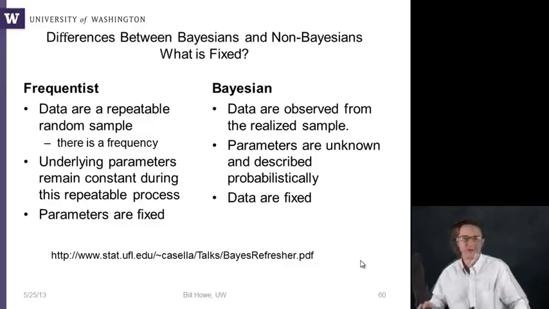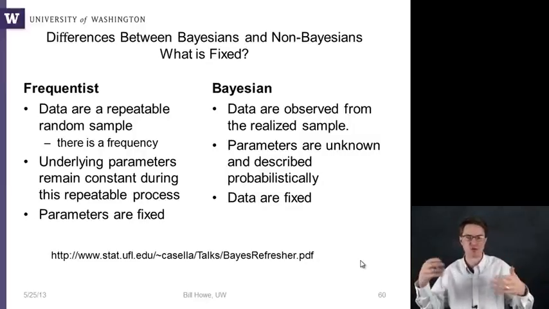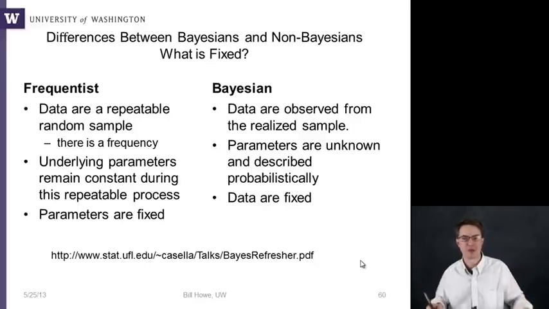power. Okay, what are the differences here? Well, you can think about the differences in terms of what is fixed. So the frequentist perspective is that data are a repeatable random sample, right? You're always allowed to go do another experiment the same way. And in fact, you need to, at least virtually, to reason about the probabilities that get produced by these methods. Okay, so there is some sort of frequency you can reason about, frequency of achieving a certain outcome. And the underlying parameters of the population remain constant during this repeatable process, right? The population stays fixed, and you run experiments to determine likelihoods.